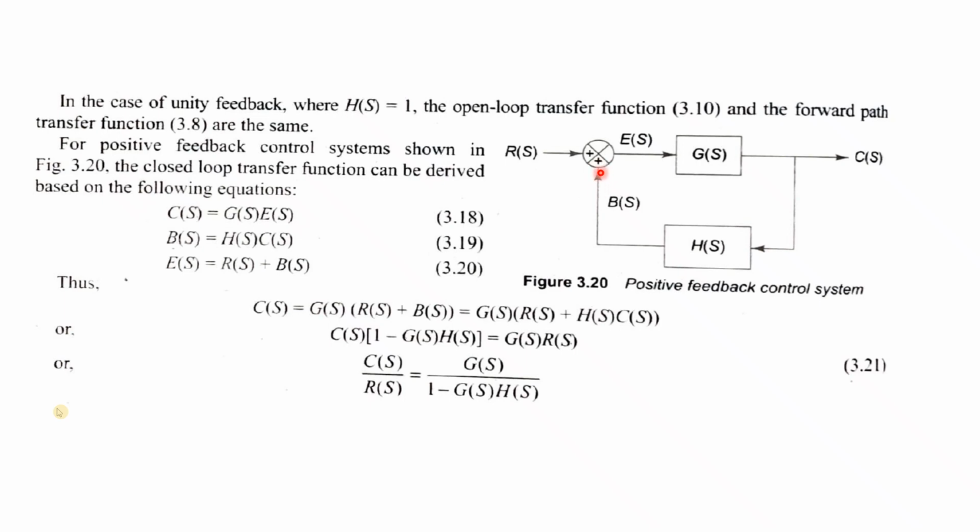The feedback remains as it is. The feedback can be added or subtracted depending upon the system. The way the system is designed, the feedback can be added with the input to create an error signal, or it can be subtracted from the input to get an error signal. So it depends upon the system, and if it is added, then the overall transfer function becomes GS by 1 minus GSHS, and if it is subtracted, then the transfer function becomes GS by 1 plus GSHS.